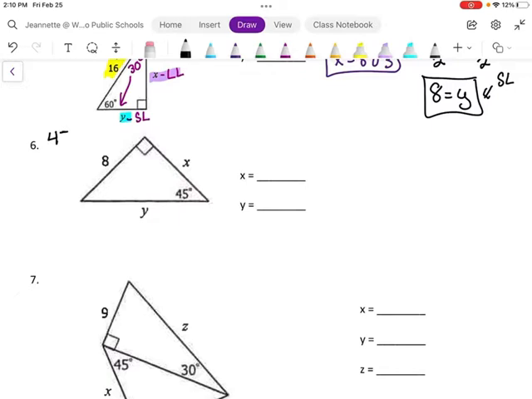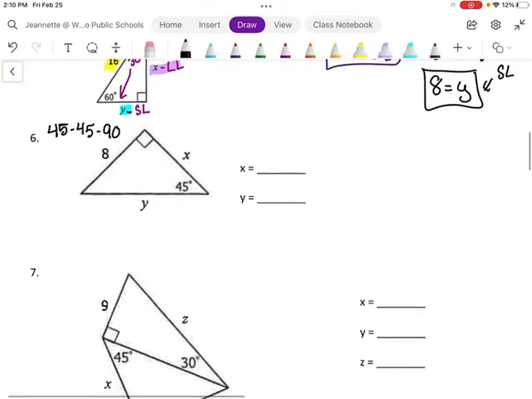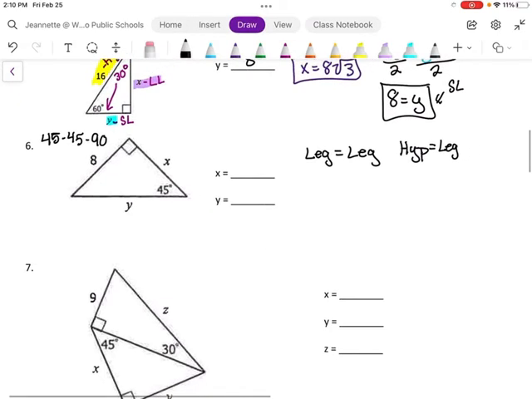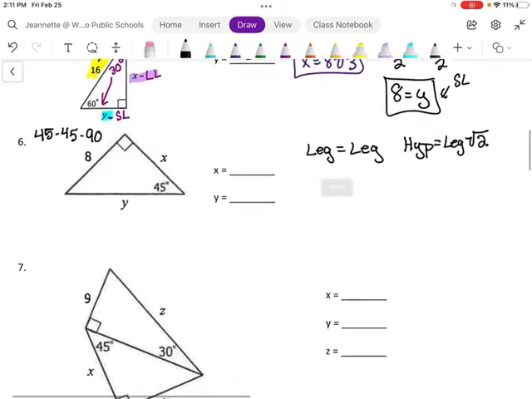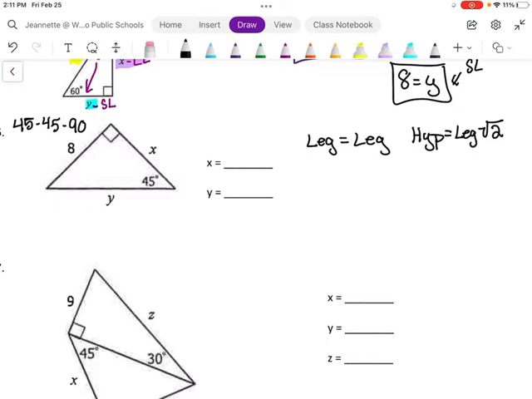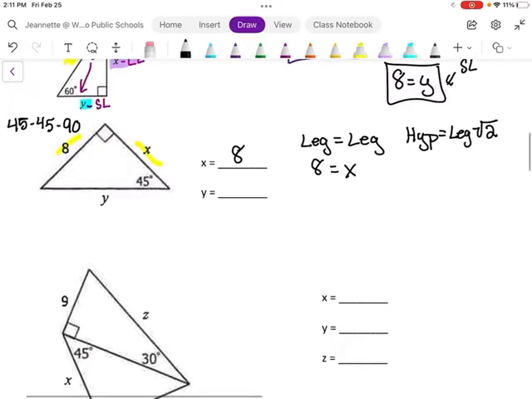Our next type of triangle, we have a 45, 45, 90 triangle. And there are two equations you're going to want to memorize for this one. One is that our leg is equal to our leg, and the hypotenuse is equal to the leg times the square root of 2. Once you have that, you can start filling in information. So let's use the first one, our leg and our leg. We have 8 and x for both of those, so right away we know 8 is equal to x.